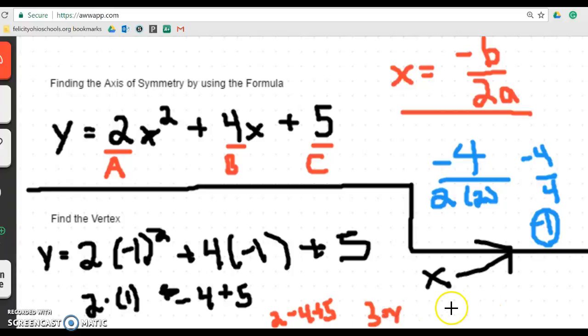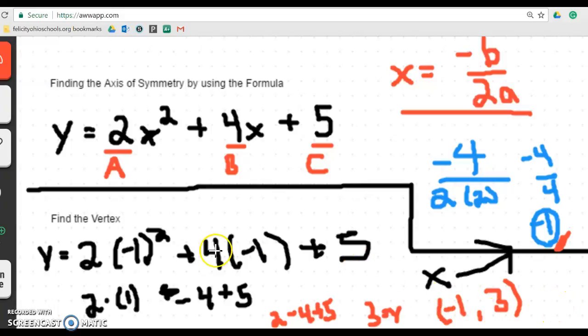So our coordinate for our vertex is going to be our negative 1, which we got from here. And then it's going to be 3, and that's what we just calculated from plugging it in. So to find the vertex, once you have the axis of symmetry, which was this negative b over 2a, we plug it into the formula to find out what our y value would equal. And once we find our y value, we put them together and we get negative 1, 3. So the vertex for this quadratic, we get negative 1, 3.